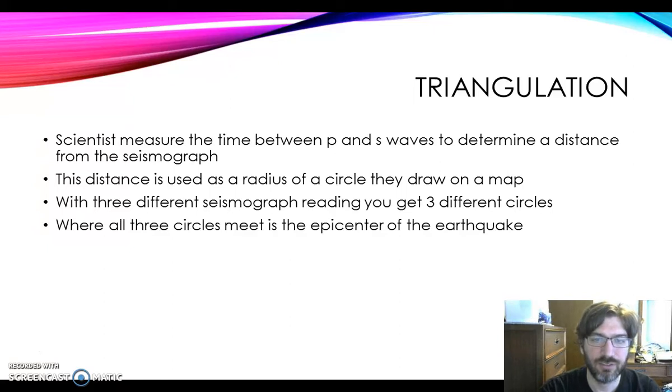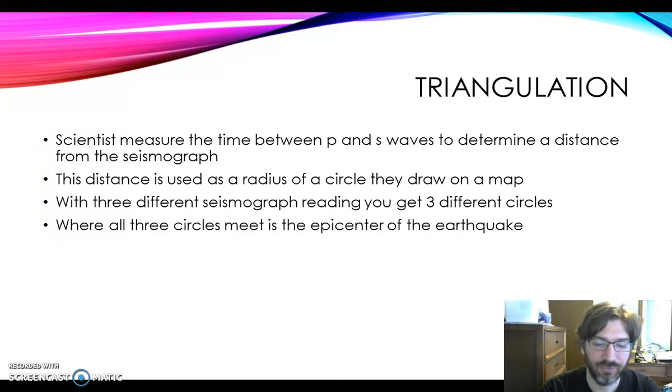And this distance is actually the radius of a circle I draw with the center at my seismograph. I can draw the rest of the circle and say, hey, I know this earthquake happened somewhere along this line, and this line is a circle around the seismograph at a certain distance away from that seismograph. Problem is, I just don't know what direction the earthquake happened in.